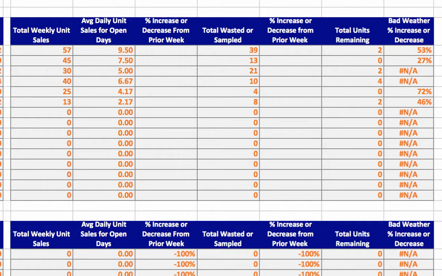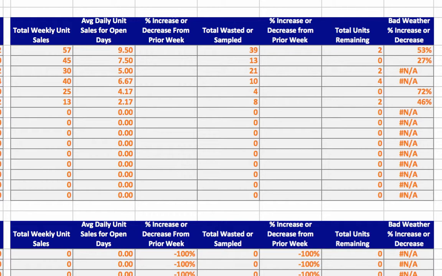The last 2 columns tell you how much product inventory you have remaining at the end of the week, and then also how much bad weather, or if you've been using those check boxes to stand for something else, how much that phenomenon impacts your sales by product type. So as you can see here, based on our example, we find that bad weather results in a decrease of banana bread sales by 53%, a decrease of barbecue sauce sales by 27%, etc.